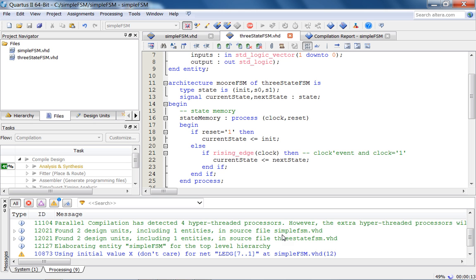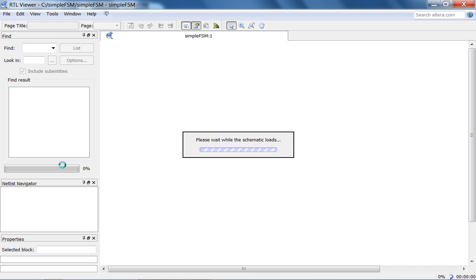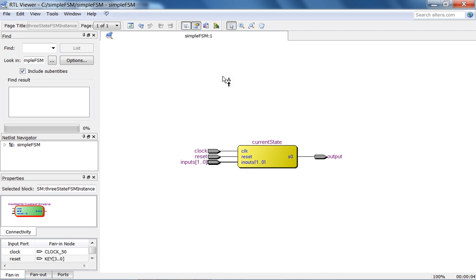Now I'm again going to look at the RTL view, but notice you have a state machine viewer here. In this case, you can just go into the state machine viewer and see our state machine directly because we have only one state machine, but let's look into the RTL viewer because I want to show you some of its highlights. Notice how this is in yellow. The previous one, if you go back up one level, is in green. The fact that it's in yellow means it's a finite state machine. So if you go in here, there it is.